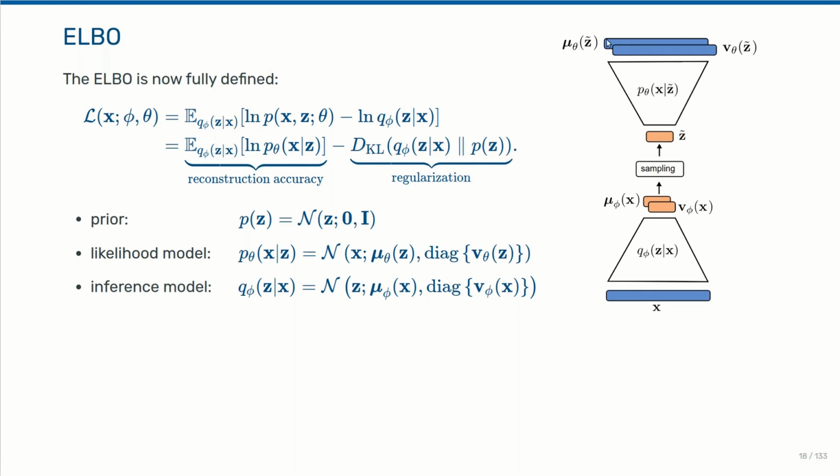Here on the right you have the full diagram of the variational autoencoder. We input X to the encoder that computes the parameters of the inference model or the approximate posterior, which is mu phi and v phi. Then we have a sampling operation that we will discuss in a short while. This gives us one value of the latent code that is input to the decoder that outputs the distribution of X given Z tilde in this case.